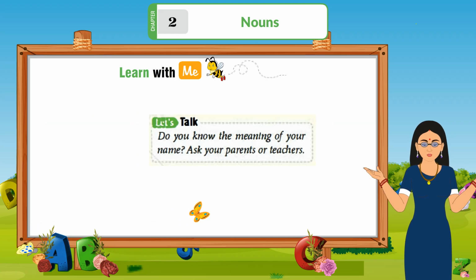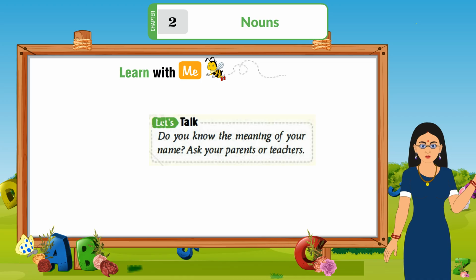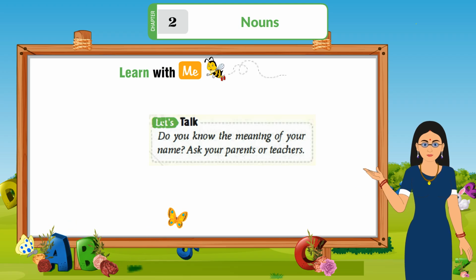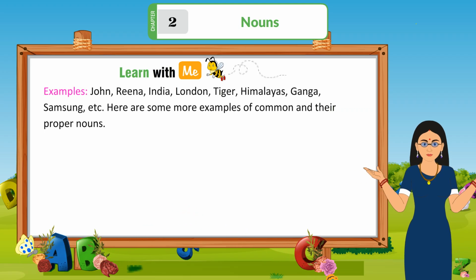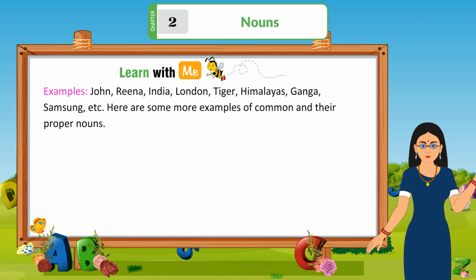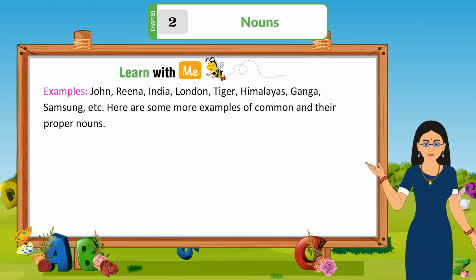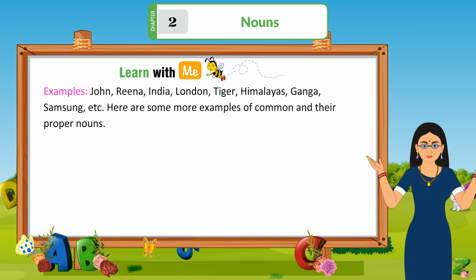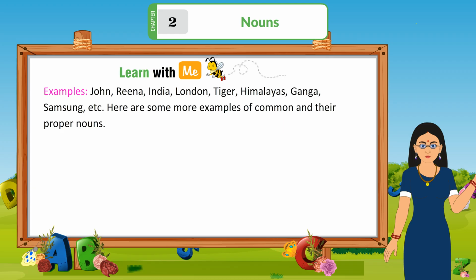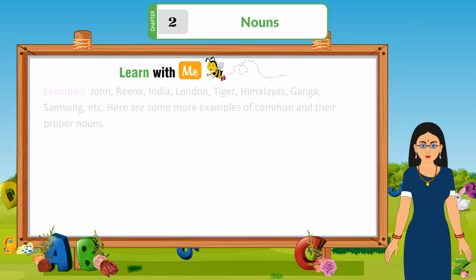Let's talk. Do you know the meaning of your name? Ask your parents or teachers. Examples: John, Reena, India, London, Tiger, Himalayas, Ganga, Samson, etc. Here are some more examples of common nouns and their proper nouns.